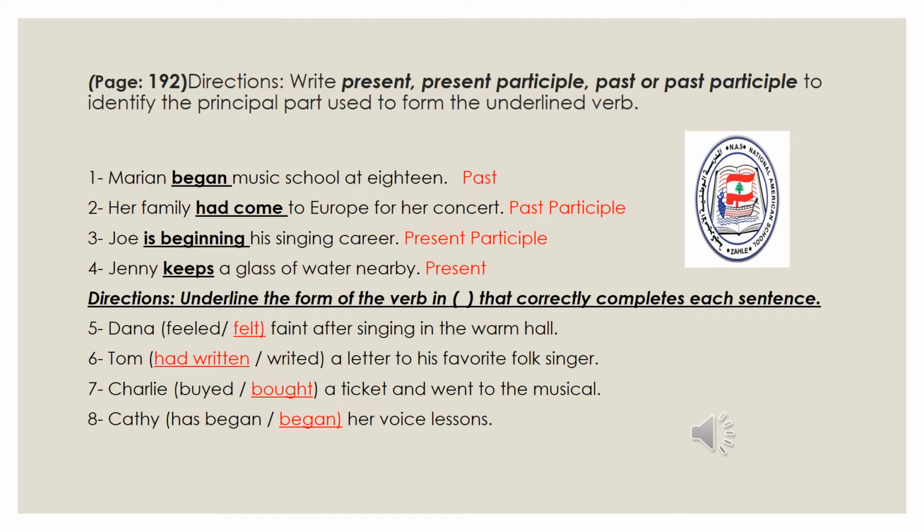2. Her family had come to Europe for her concert. Come is past participle and it is preceded by the helping verb had. 3. Joe is beginning his singing career. Beginning shows the present participle form since the verb ends with -ing and it is preceded by the helping verb is. 4. Jenny keeps a glass of water nearby. Keeps shows the present tense, and it ends with s since Jenny is a singular noun.